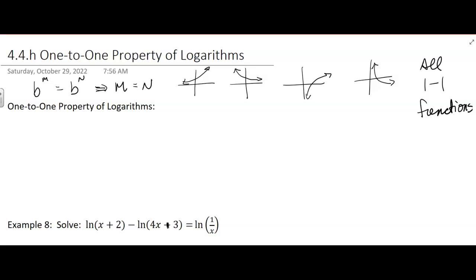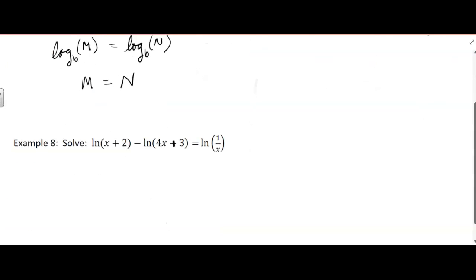Okay, so the same idea with logarithms. If you have log base b of m, and that equals log base b of n, then you can just take those arguments and set them equal to each other. m equals n. So again, you're popping them out. You're not dividing both sides by anything, you're not adding to both sides, or squaring both sides or anything. You're just popping out those arguments and setting them equal to each other.